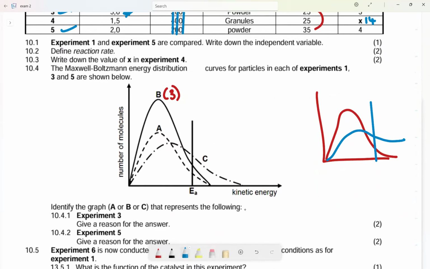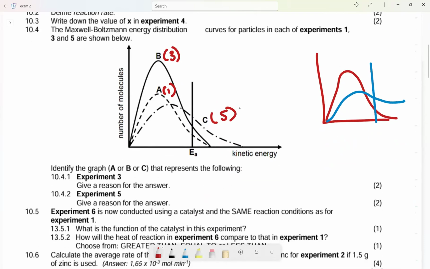So which one is that? Can you see now the one that is the lowest peak? It is this one. Can you see? So I want to believe that experiment 3, it is B. Sorry, C, it is experiment 5. Then it means this one, it is experiment 1. Okay? Okay, yes. So let's do that, experiment 1. Now, remember, what does this represent? Particles with sufficient kinetic energy. This is the activation energy, okay?